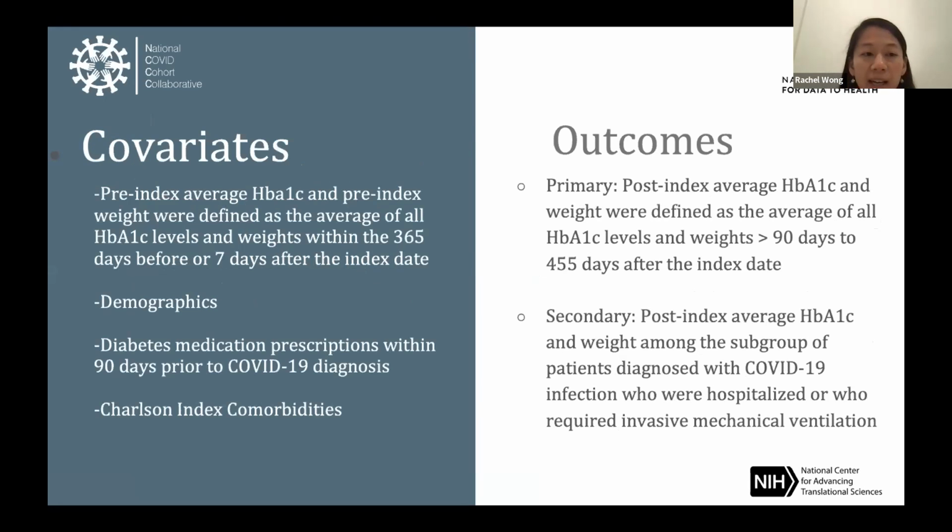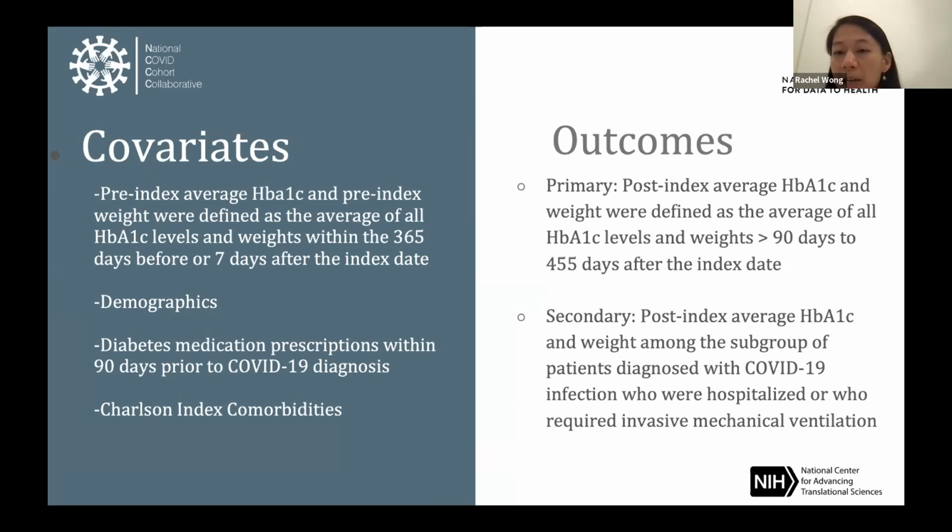For our covariates, they were primarily the same as in the first study: demographics, Charlson index comorbidities, and diabetes medications within 90 days prior to COVID diagnosis. But we also added the pre-index average hemoglobin A1C and weight. We defined this as the average of all the measurement levels within 1 year before or up to 7 days after the index date. So if a patient had 3 or 4 hemoglobin A1Cs, those would be a mean value, or if they only had one, it would be one value.